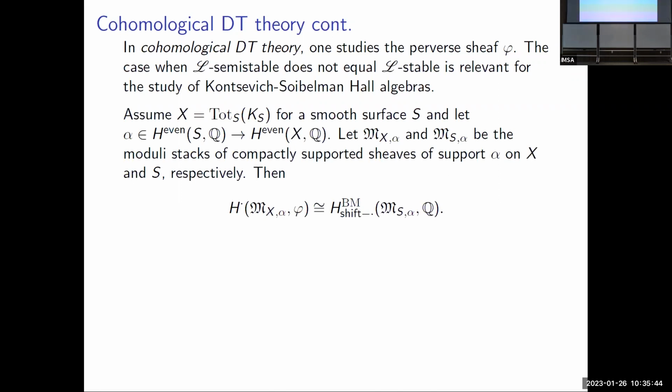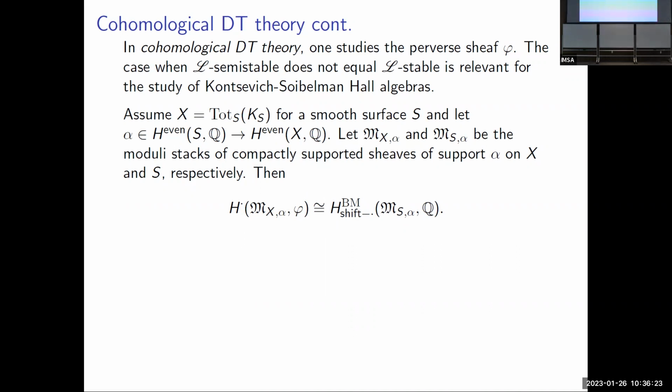So next, I mentioned here a phenomenon called dimensional reduction. What happens is, if X is a local surface, so here S is a smooth surface, and you consider the moduli stacks of compactly supported sheaves of a given support alpha on both the threefold X and on the surface S, you have the following comparison between, on one hand, the vanishing cohomology. Here, maybe I should say that this phi over here, there is a canonical orientation data.